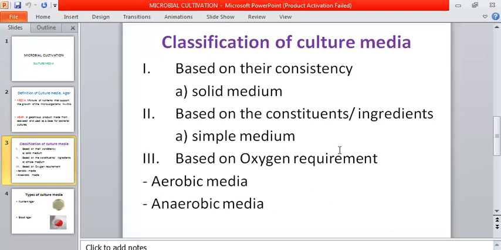So these are things like nutrients, agar medium. That is just a simple medium. But when we have other additions of ingredients, such as maybe blood, it becomes a complex media, and we normally call it a blood agar.